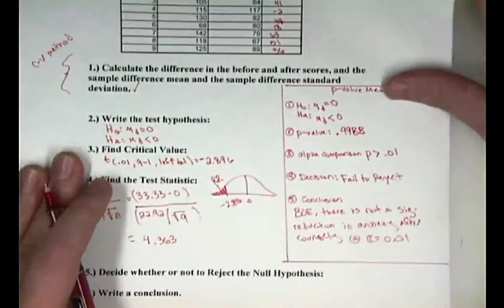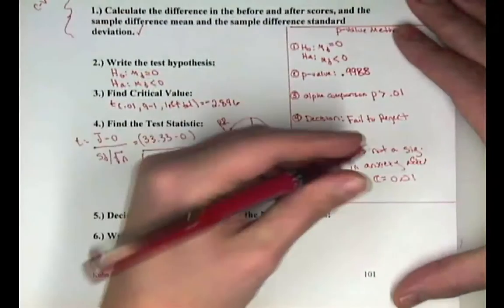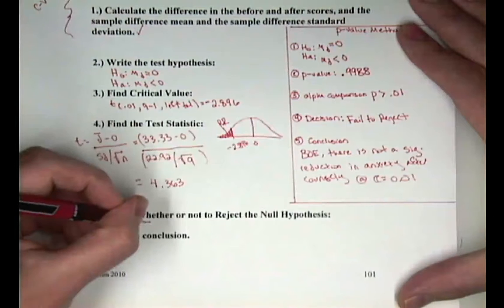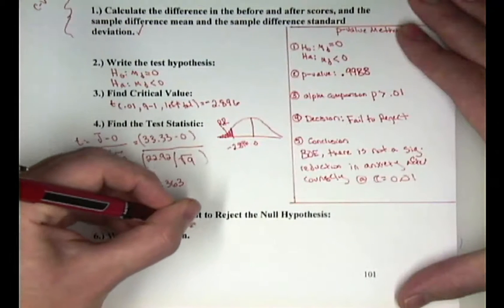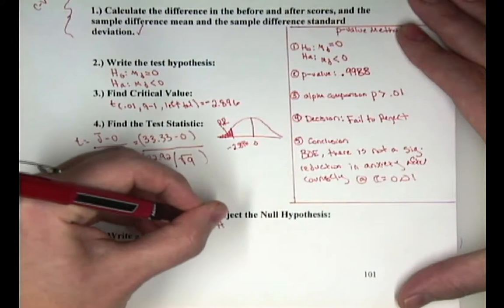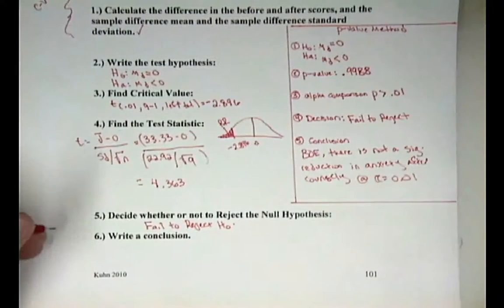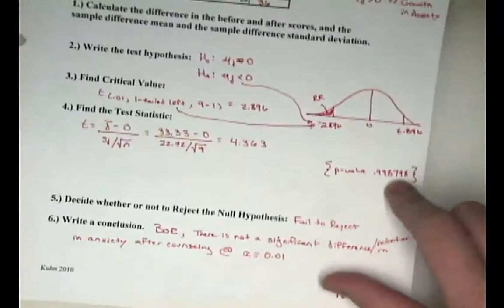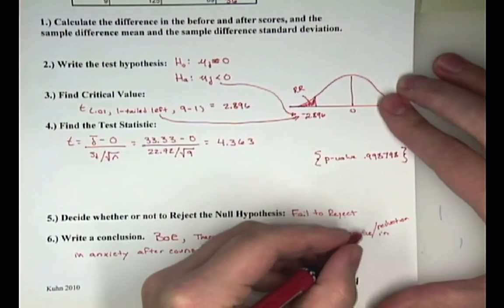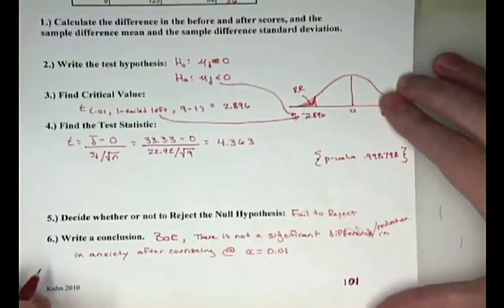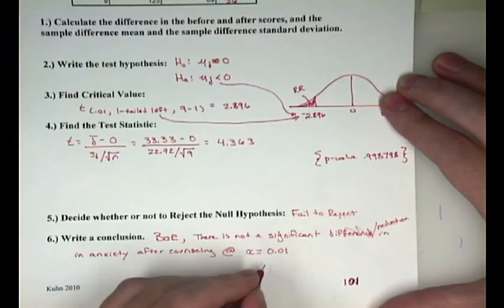Therefore, in our next to last step, we're going to fail to reject H naught. And our conclusion would be, let me move this one over. Based on the evidence, there is not a significant, not so much a difference, but a reduction in anxiety after counseling at alpha equals 0.01.